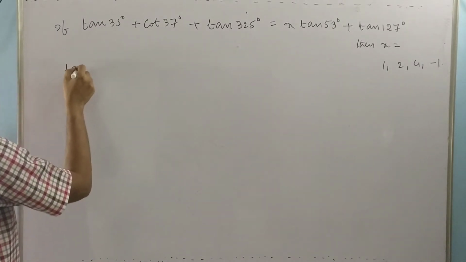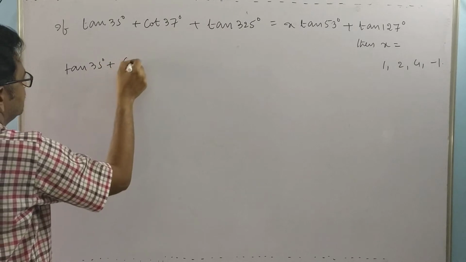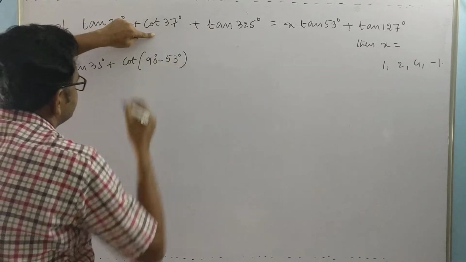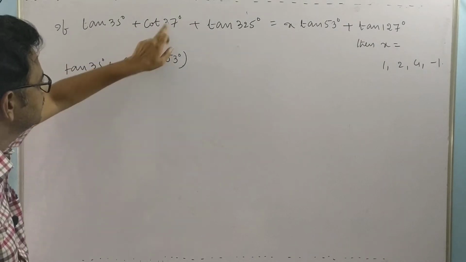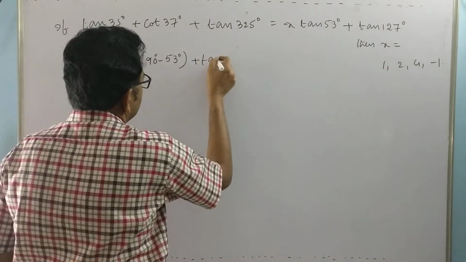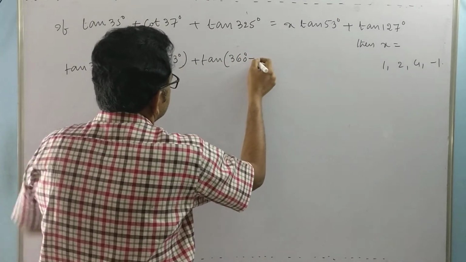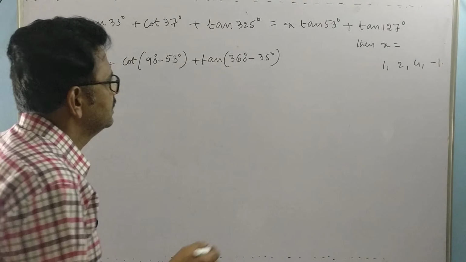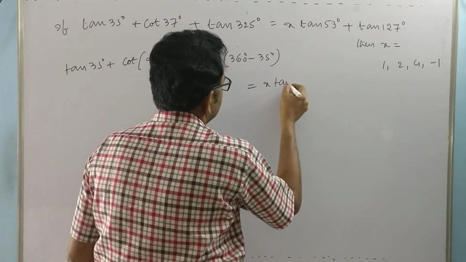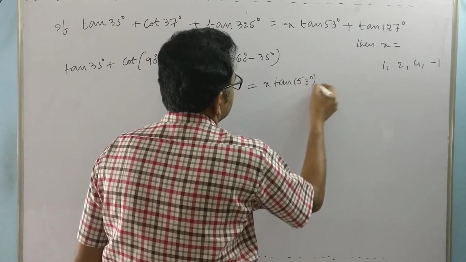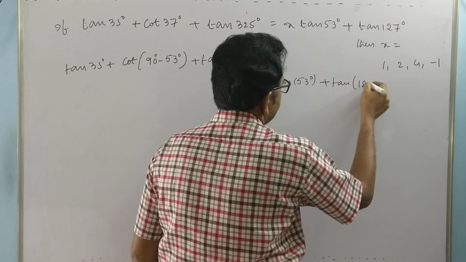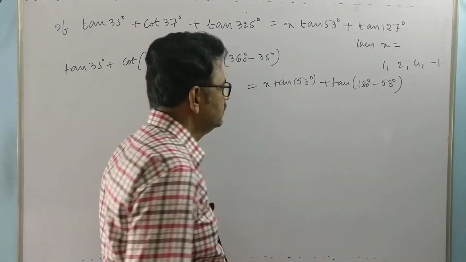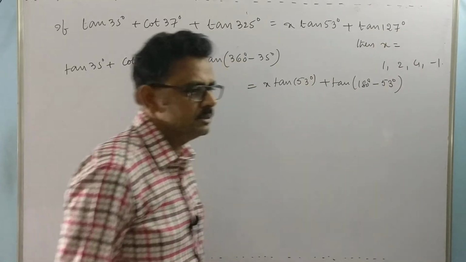So this is tan 35 degrees plus this is cot of 90 degrees minus 53 degrees. 90 minus 53 is 37 degrees, plus this is tan of 360 degrees minus 35 degrees, 360 minus 35, 325 degrees, is equal to x into tan of 53 degrees plus tan of 180 degrees minus 53. 180 minus 53 is 127 degrees.